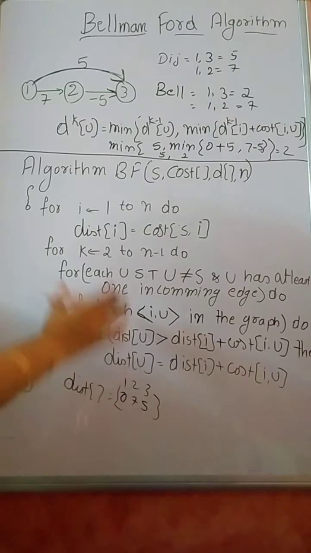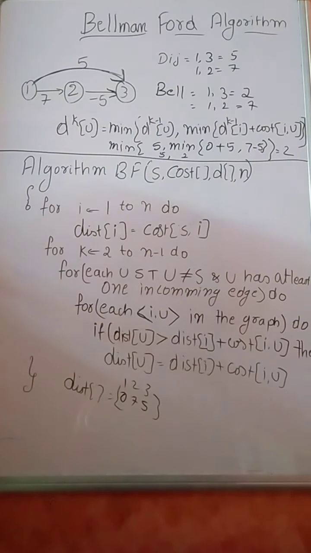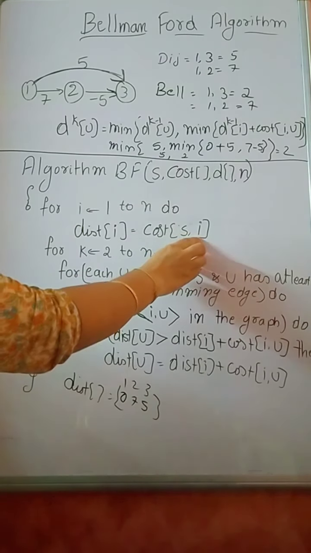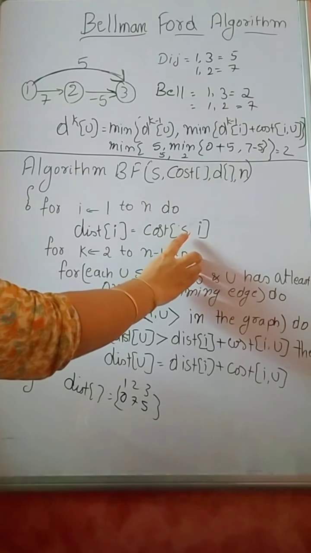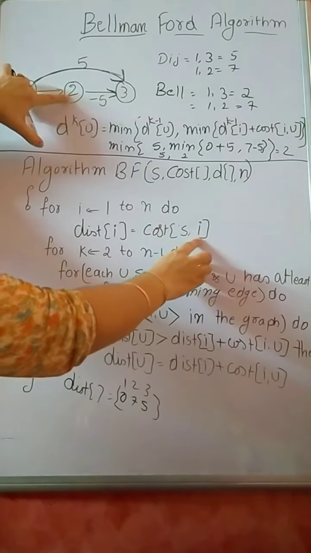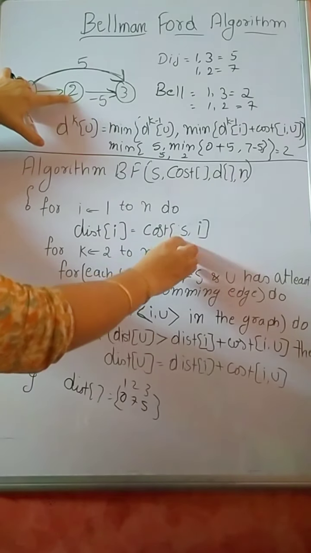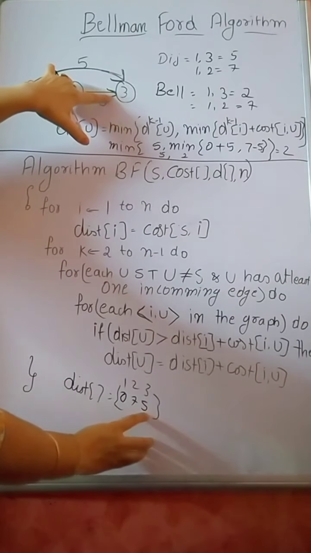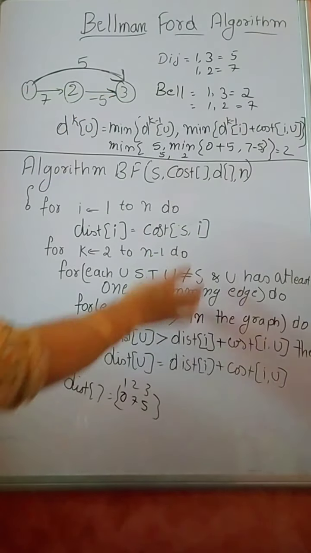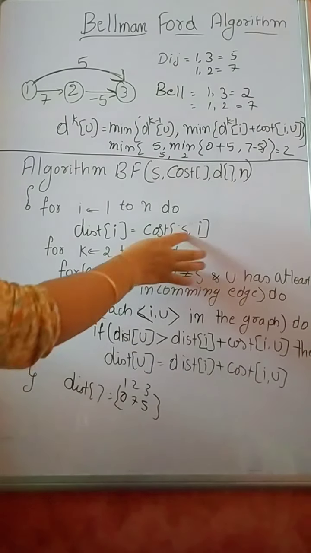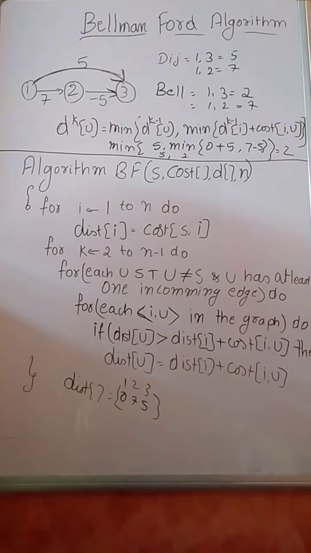So, initially this is the distance vector. That means from the source vertex to other vertices. From source to 2, how much? 7. From source to 3, how much? 5. So whatever the distance is there, initially I am transferring it to the distance vector. Whatever the direct distance, if it is infinity, it is infinity, like that.